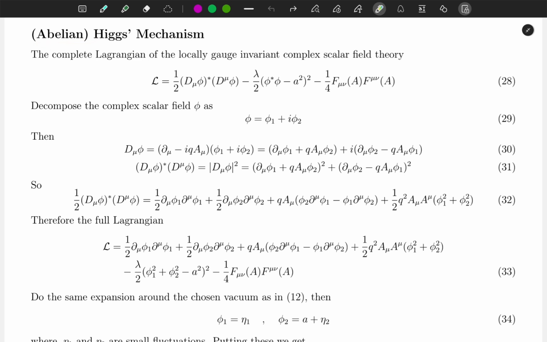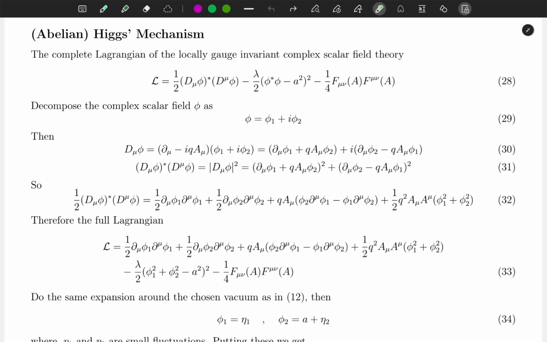To start the Higgs mechanism, we first write the complete Lagrangian of the locally gauge invariant complex scalar field theory. So this is the complete Lagrangian, you can see. Now you can see that F mu nu is written as a function of A, it is nothing but del mu A nu minus del nu A mu. I am mentioning that it is for the A mu gauge field, because we need some other thing I will mention, so just follow what I am saying.